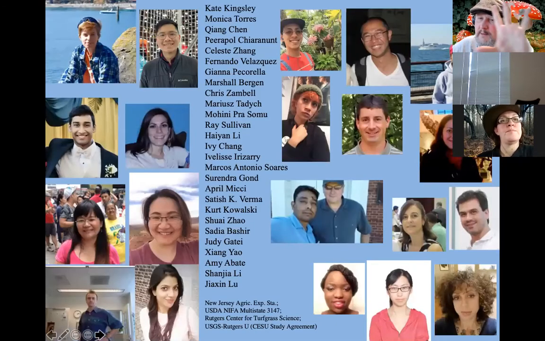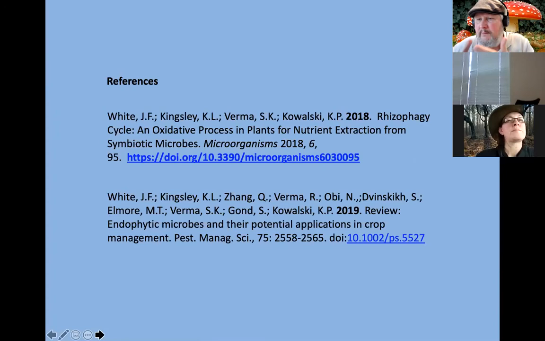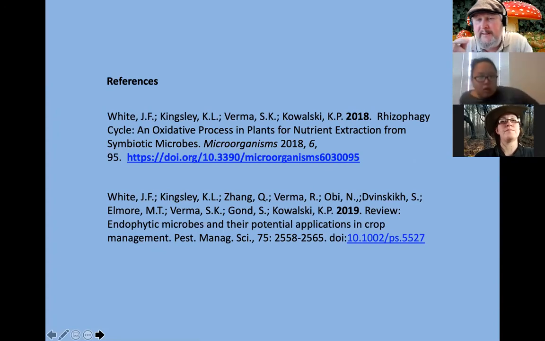Okay, so I want to summarize by indicating that it's not just nutrients that plants get by doing this rhizophagy process. Because the microbes go into the plant and they interact with plants using reactive oxygen, plants upregulate oxidative stress genes. So then plants become hardier. They become resistant to drought, which is an oxidative stress. They become resistant to heavy metals. They become resistant to heat. Pathogens also.